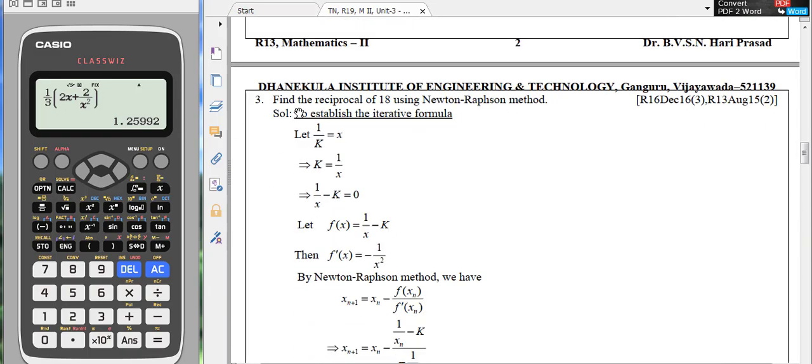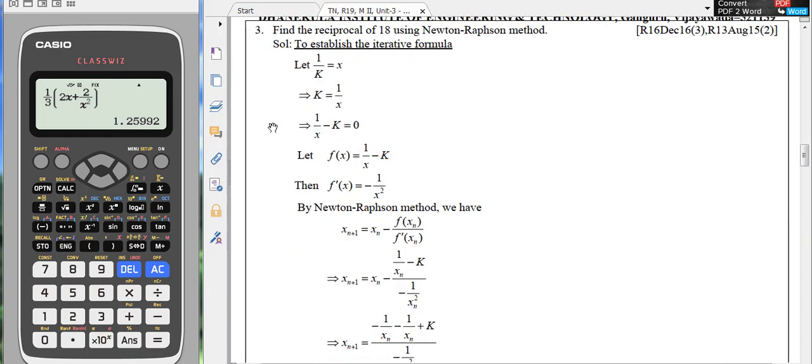Let me explain one more problem on this method. Find the reciprocal of 18 using Newton-Raphson method. So let us consider k as a number and its reciprocal is to be obtained using Newton-Raphson method. Let us consider the reciprocal of k as a value x, and on considering the reciprocals on both the sides, you will get k is equal to 1 by x, from which 1 by x minus k is equal to 0.